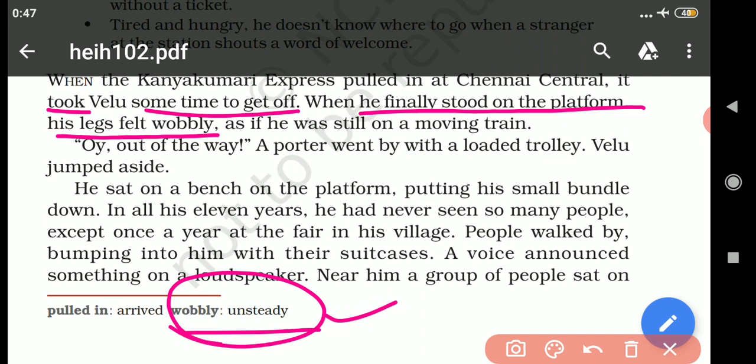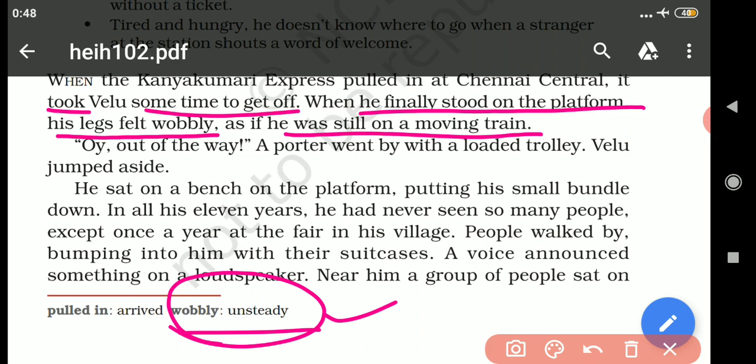In the same way, when nervousness comes, then we usually, our legs usually wobble, right, as if he was still on a moving train. ऐसा लग रहा था उसके पैर को देख के कि उसके पैर अभी भी मूविंग ट्रेन के अंदर ही हैं, इसलिए वो कांप रहा है या हिल रहा है.